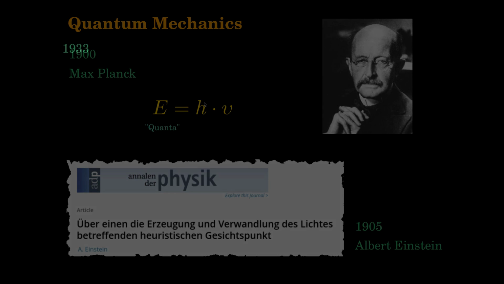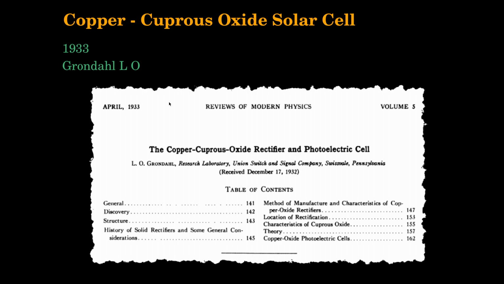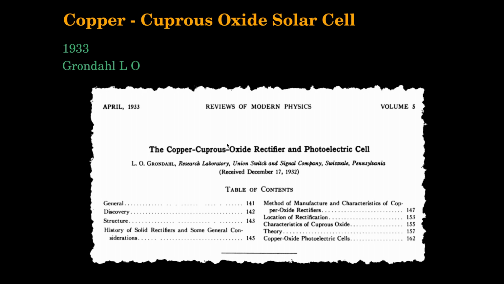In 1933, Grondahl worked and published many articles on the copper cuprous oxide solar cell. And he published numerous papers, out of which this particular article in 1932, the copper cuprous oxide rectifier and photoelectric cell, gives great detail into the manufacturing process of the photoelectric or the solar cell. This copper cuprous oxide solar cell became quite popular because of its low cost of production.